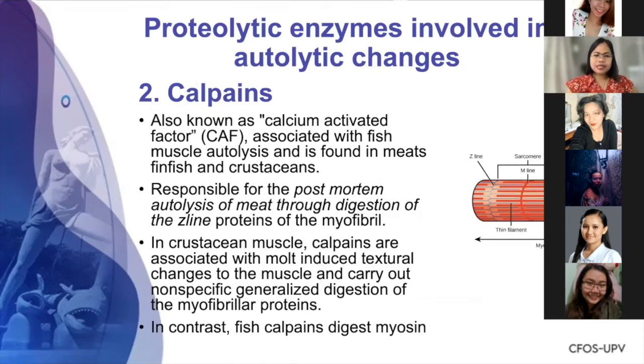The second enzyme is the calpains. It is also known as the calcium activated factor, associated with fish muscle autolysis and found in meats, fin fishes, and crustaceans. So, it is responsible for the postmortem autolysis of meat through digestion of the Z-line proteins of the myofibril.